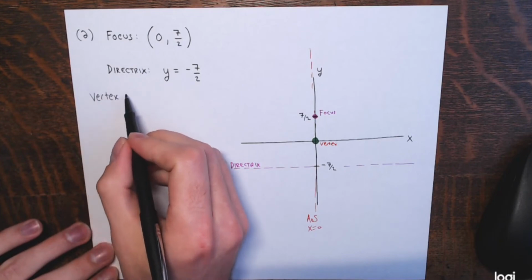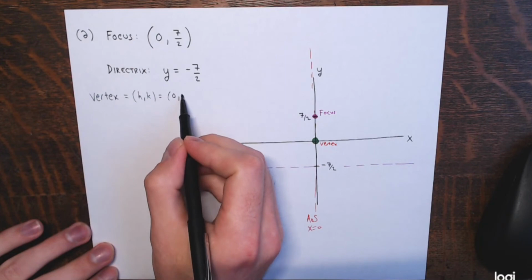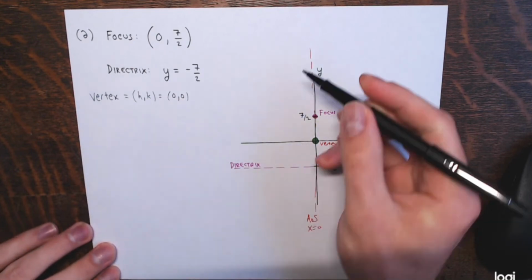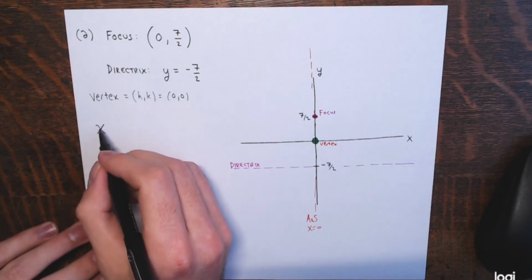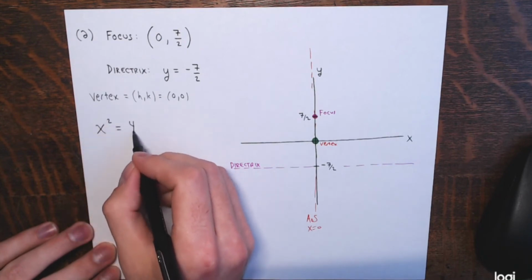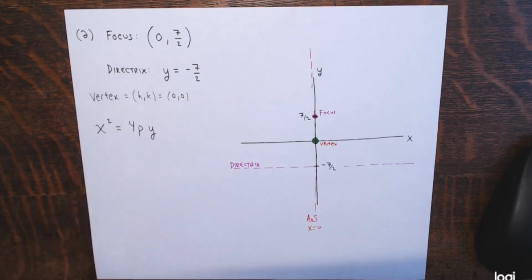So vertex, again, that was the h and k. That's 0, 0. And the axis of symmetry is vertical. So we have an equation that's going to look like this. x squared equals 4 times p times y, right? Because again, the h and k are both 0, so I don't need to put x minus h squared and y minus k. It's just x and y.